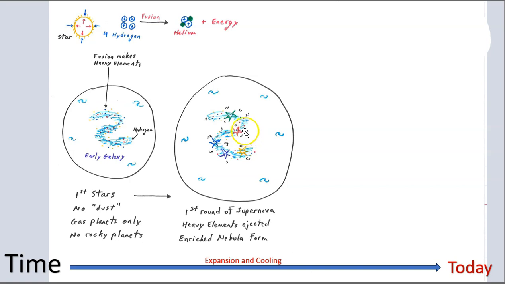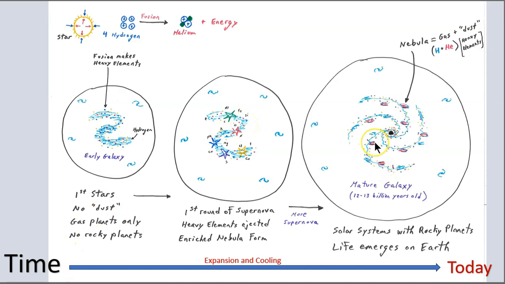So at this stage then, we start to have the formation of enriched nebula, clouds of gas and space dust, and the space dust are the very heavy elements ejected by the supernova. And as these heavy elements blasted out into space, they would interact and collide and form small molecules of different types.